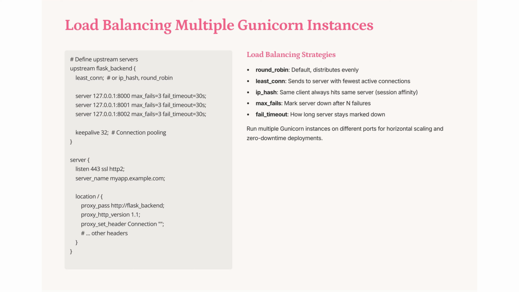Load balancing with Nginx involves defining upstream servers for multiple Gunicorn instances. Use strategies like round robin for even distribution, least conn for fewer active connections, or IP hash for session affinity. Configure max_fails and fail_timeout to manage server reliability. This setup ensures efficient horizontal scaling and zero downtime deployments by distributing traffic across multiple instances.